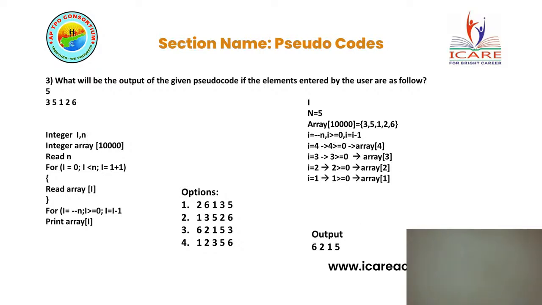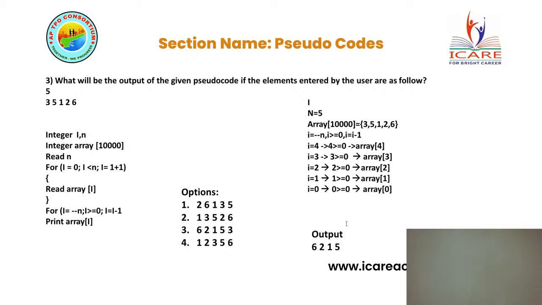After that updation, i is equal to i minus 1, which is 1 minus 1, nothing but 0. So i is equal to 0. Again, 0 greater than or equal to 0. The condition is true. We are again calling array of i, array of 0. The value of array of 0 is 3.